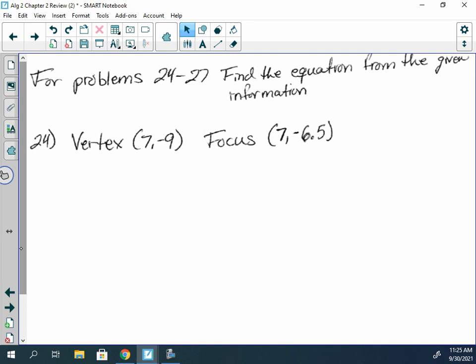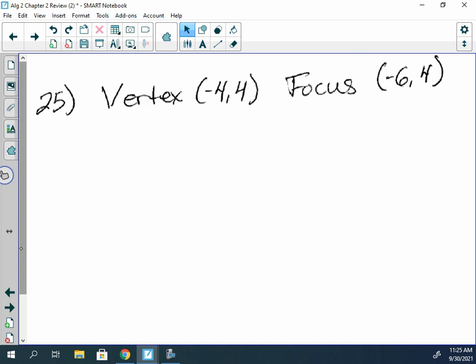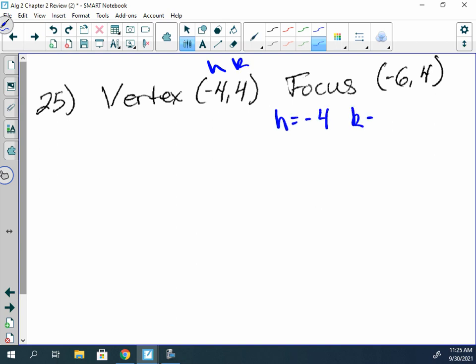Now what I want to look at is 24 through 27. Focus, directrix. Any one of those in particular that y'all want to look at? All right, we can look at this one here since it's up. Now again, we want to find the values of h, k, and p. And one of the big things, especially given the vertex and focus, is I'm trying to see which value changed from the vertex to the focus. Is it the x value or the y?